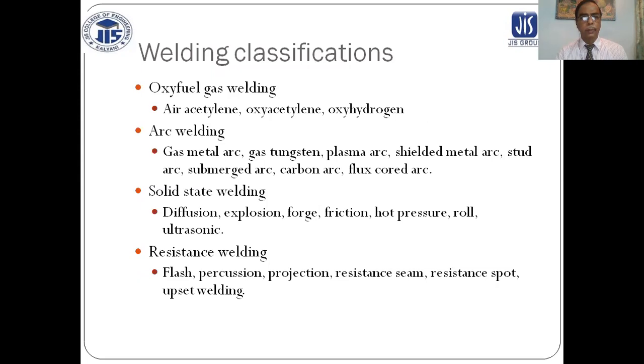In other categories, welding classification: oxy-fuel gas welding, air acetylene, oxy-acetylene, oxy-hydrogen; arc welding: gas metal arc, gas tungsten, plasma arc, shielded metal arc, stud arc, submerged arc, carbon arc, flux core arc. Solid state welding: diffusion welding, explosive, forging, friction, hot pressure, roll, ultrasonic welding. Resistance welding: flash, percussion, projection, resistance seam, resistance spot, upset welding.